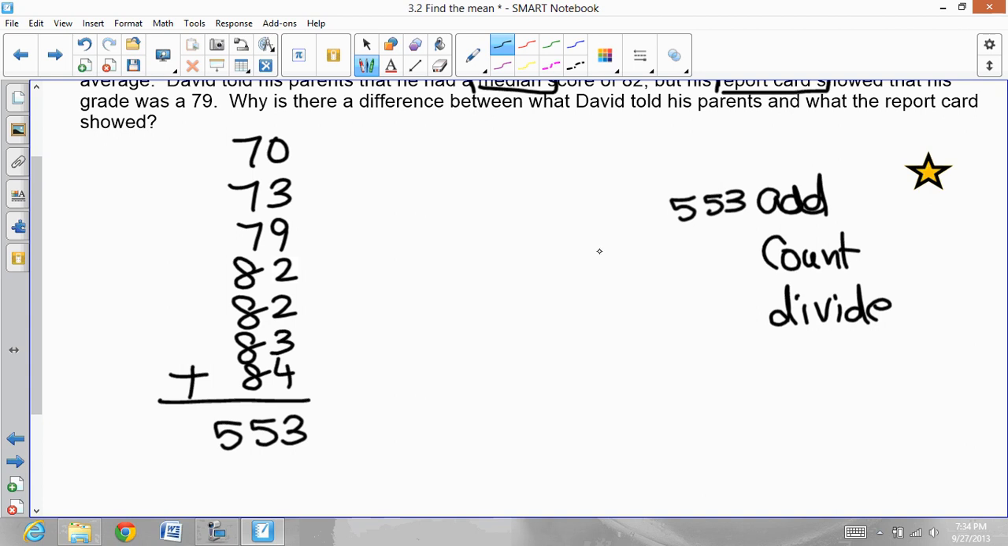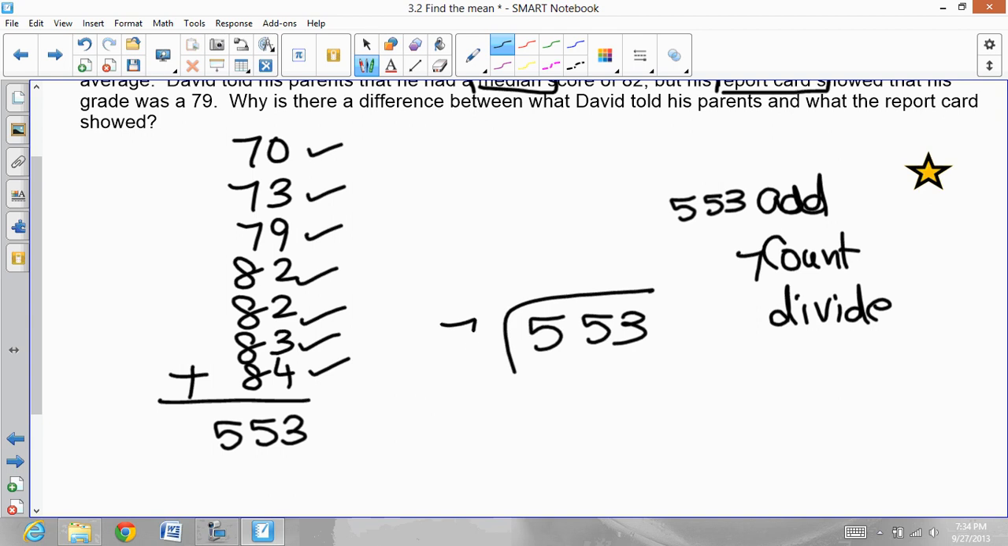Let's count how many numbers there are. There is 1, 2, 3, 4, 5, 6, 7. So he had 7 grades. The last part is division. So you take 553 and divide by 7. 7 cannot go in a 5. 7 can go into a 55. 7 times 7 is 49. You cannot take a 9 from a 5.